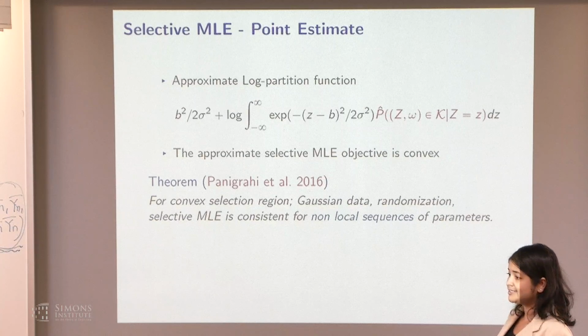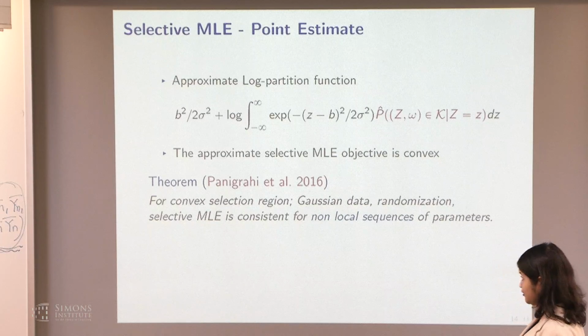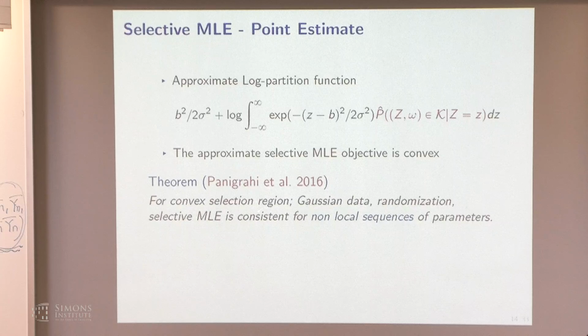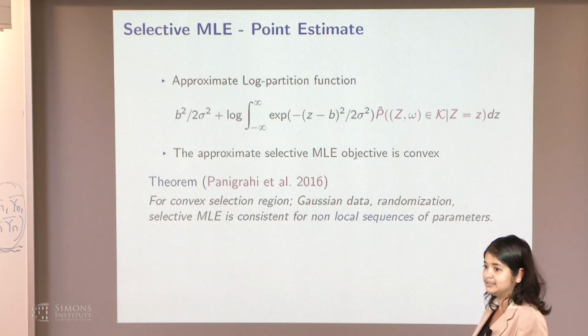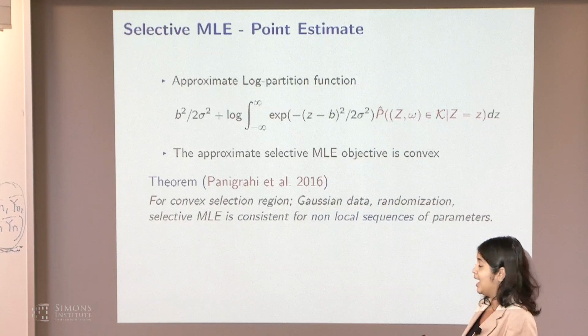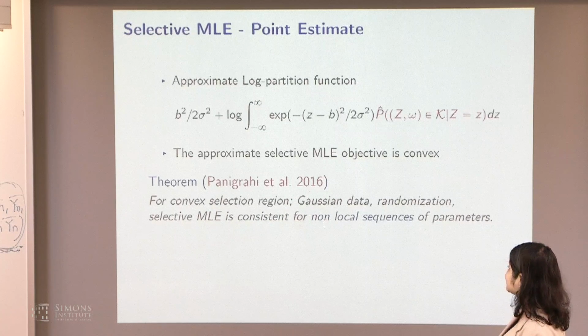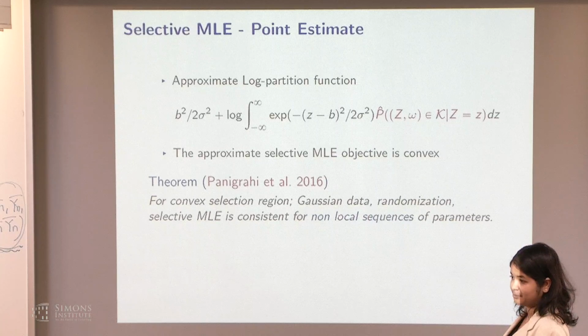But what are the guarantees associated with this point estimate? Well, for a convex selection region, we see that the selective MLE actually happens to be a globally consistent estimator. And in particular, it happens to be consistent for non-local sequences of parameters.